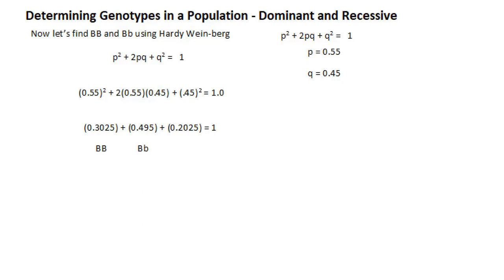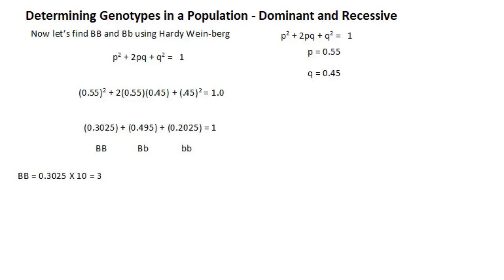2PQ is heterozygous. It is big B, little b. And Q squared is the recessives. The frequency of recessive in this case is coming out at 0.2025. Knowing this, if our total population is 10, then 0.325 of 10 is 3. 3 of the mice are homozygous dominant, or big B, big B.